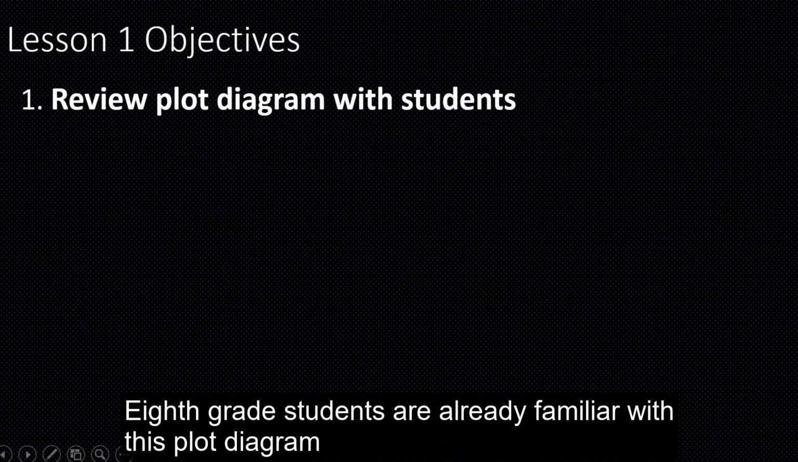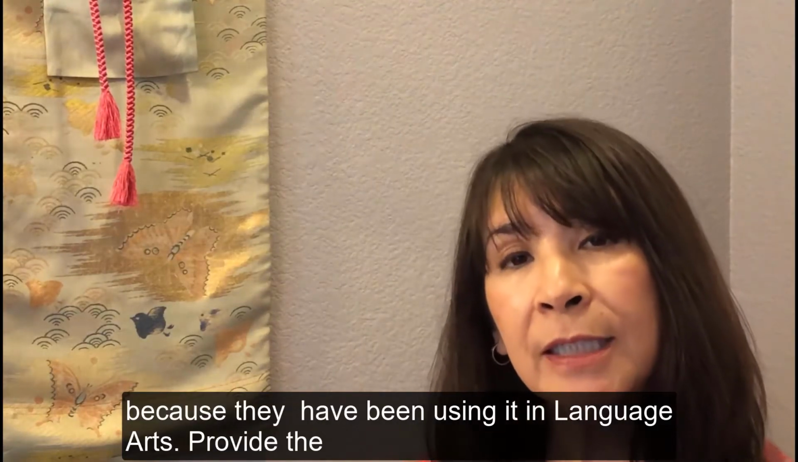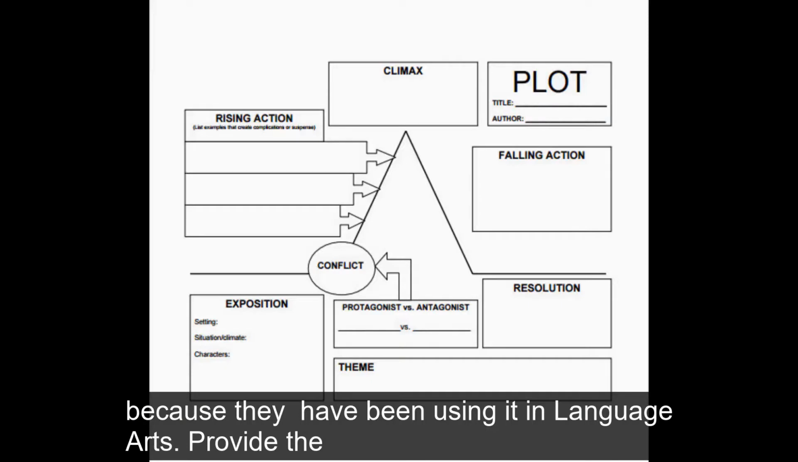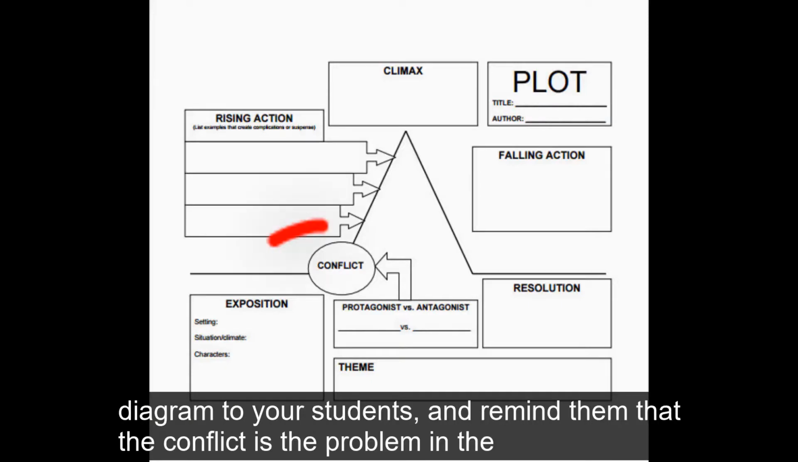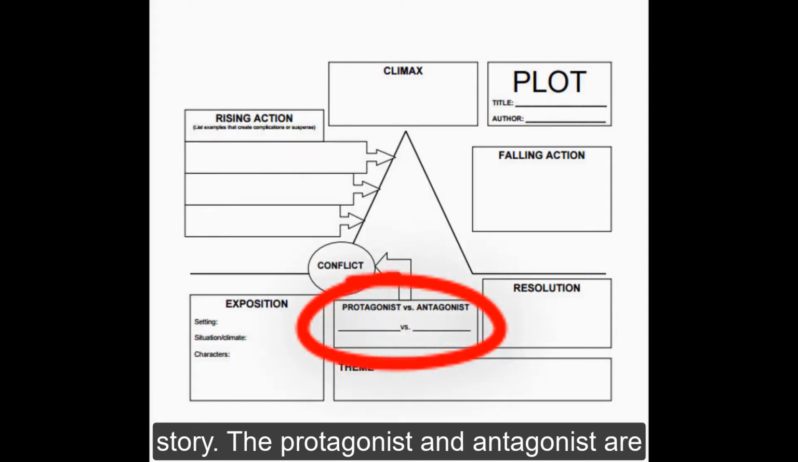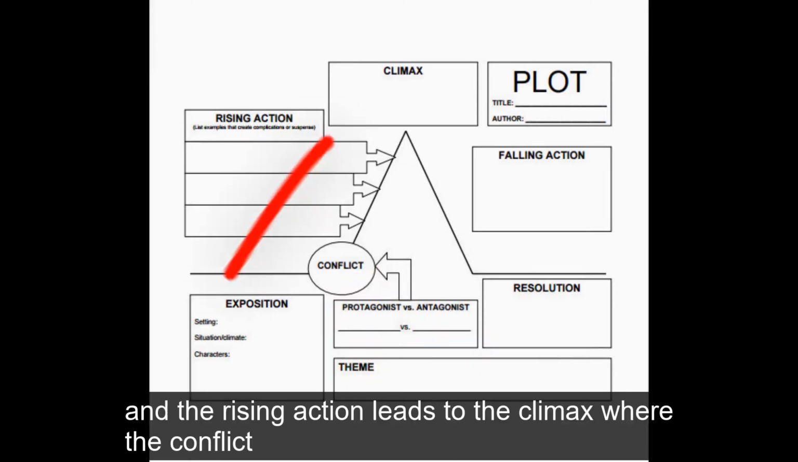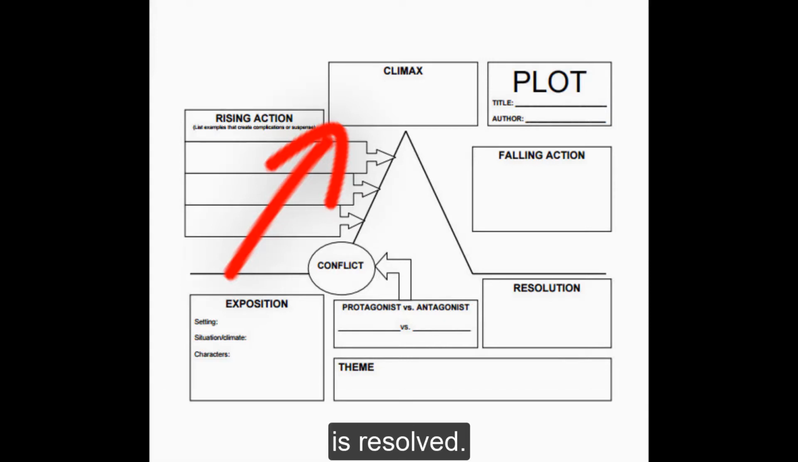8th grade students are already familiar with this plot diagram because they have been using it in language arts. Provide the diagram to your students and remind them that the conflict is the problem in the story. The protagonist and antagonist are the 2 opposing forces that cause the conflict, and the rising action leads to the climax where the conflict is resolved.